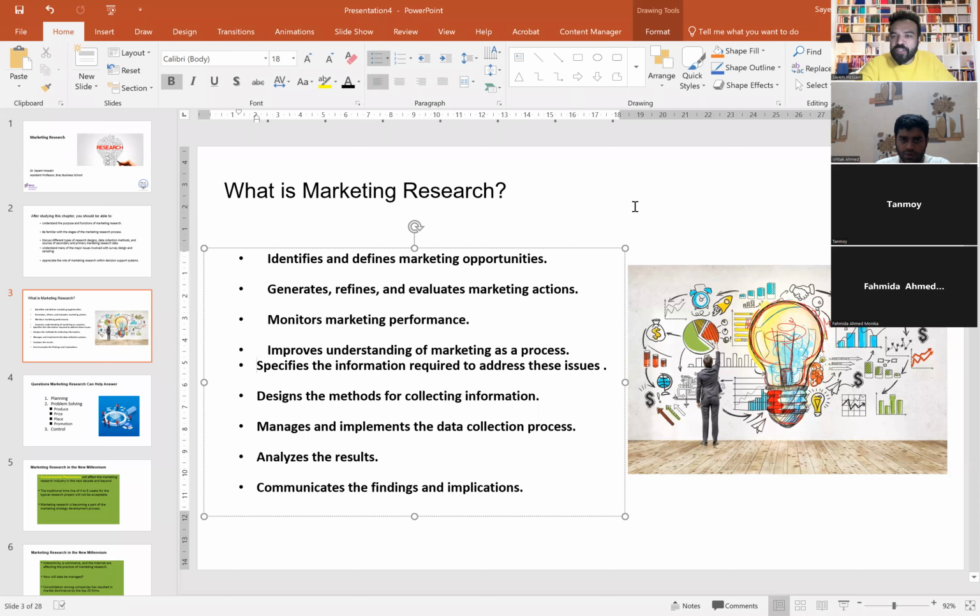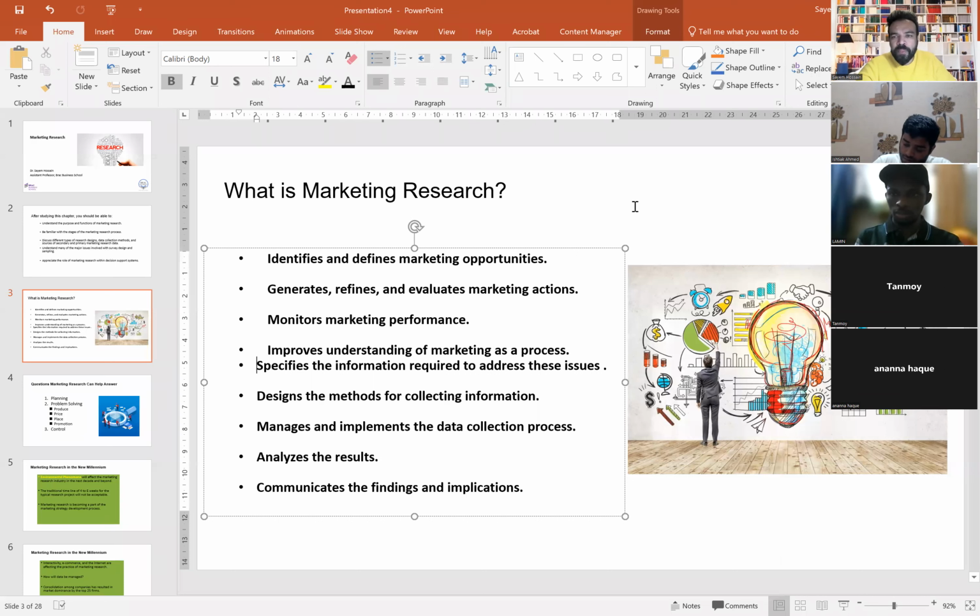So you can evaluate your marketing action. Whenever you launch a new product, whenever you launch a new campaign, you can easily see, okay, why it's not working? What's the problem? You can monitor your marketing performance from time to time. You can monitor what's happening in the market. Where's the problem? What's the trend? Where's the curve? The curve is going upward or downward.